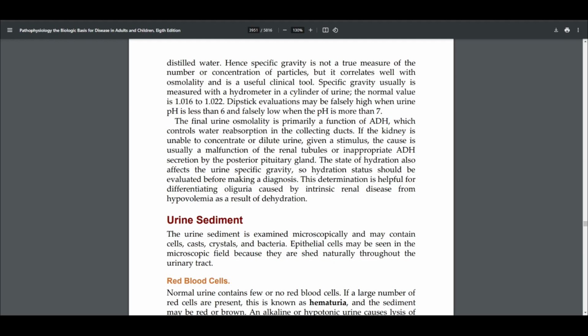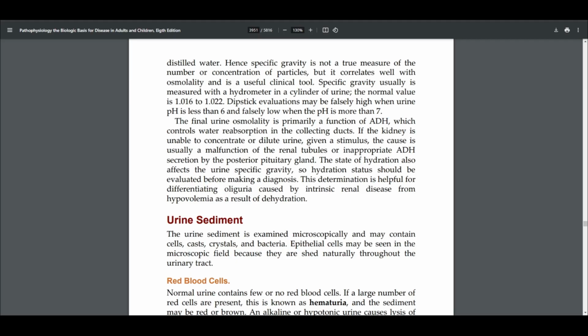Specific gravity usually is measured with a hydrometer in a cylinder of urine. The normal value is 1.016 to 1.022. Dipstick evaluations may be falsely high when urine pH is less than 6 and falsely low when the pH is more than 7.